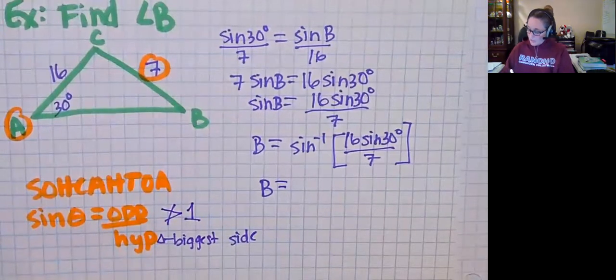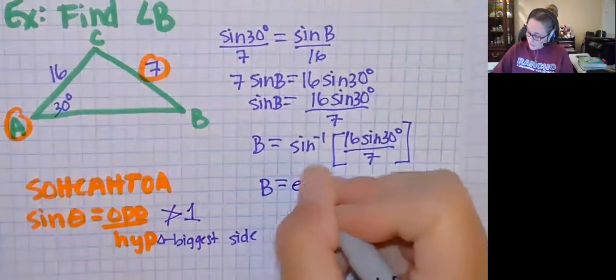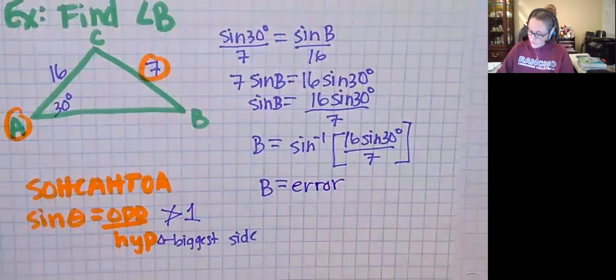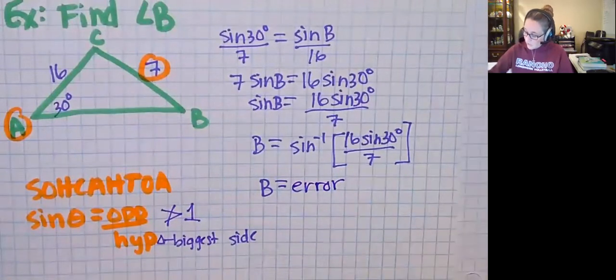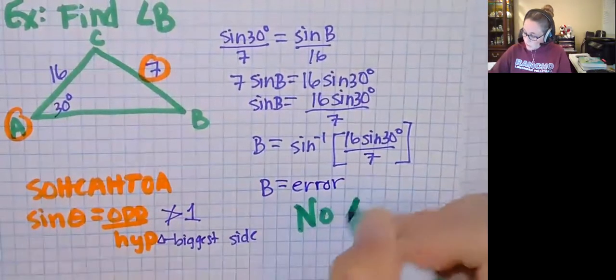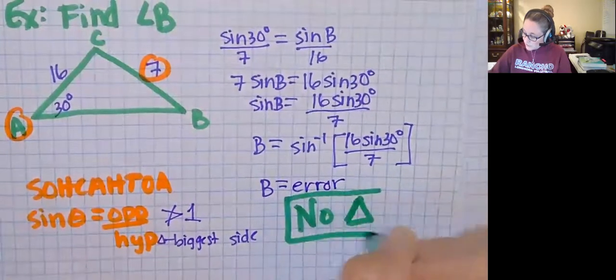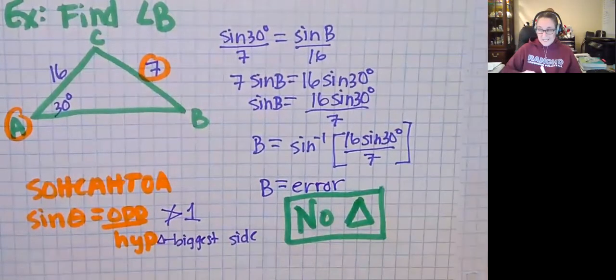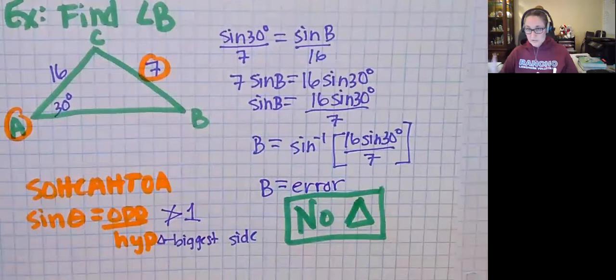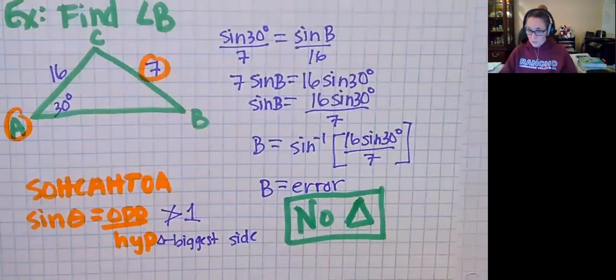Okay, so this was an error. So in this case, we ended up with no triangle. This was an impossible situation. So again, you might end up with 2 triangles, you might end up with 1 triangle, or in this case, we ended up with no triangles.